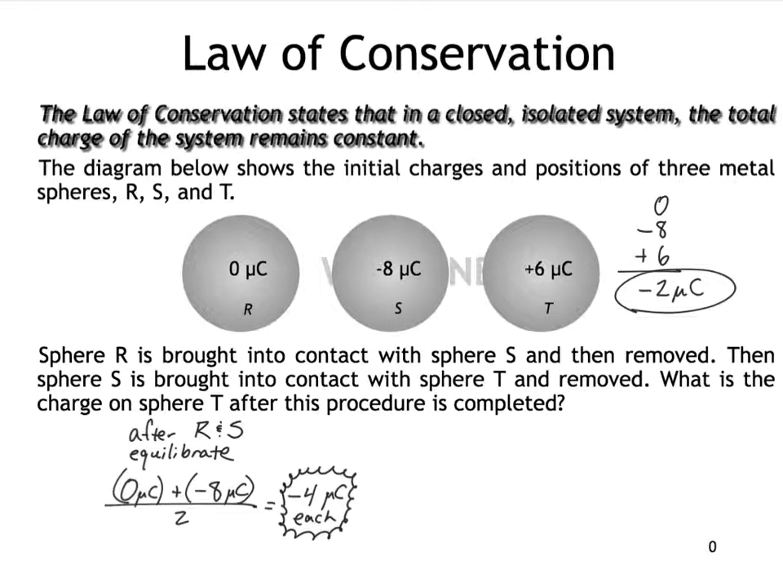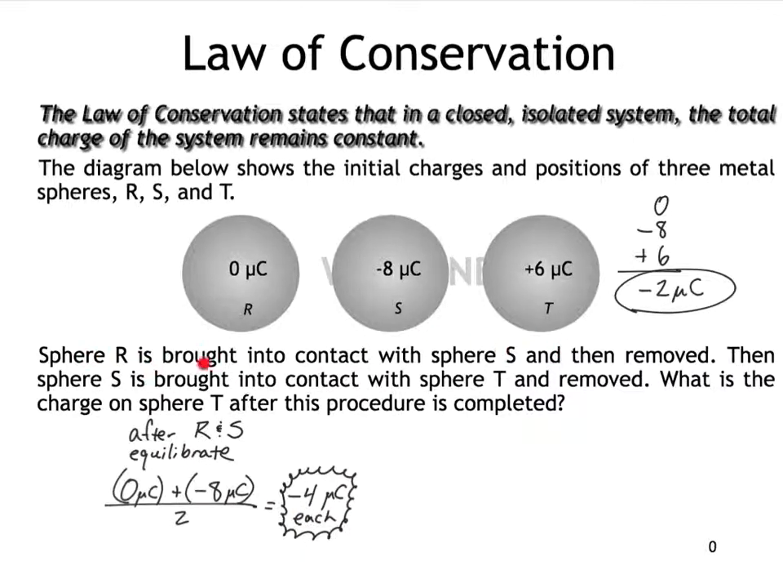So I was able to find that they would each have a charge of -4 microcoulombs because before R and S touch, they have a total of -8 microcoulombs between them. So after they touch, -4 times 2 is -8. So that makes sense. It means their total charge is being conserved in this system. But the question's not over yet.